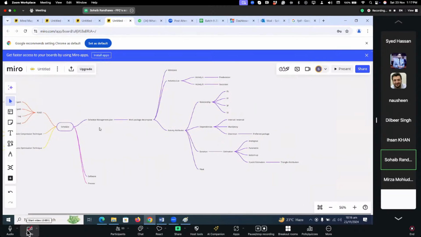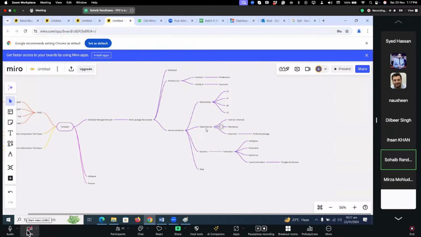And then in the schedule, we had a schedule management plan. To develop that plan, we have to get the work package and decompose it into further milestones. And then we have the activity list based on connecting the milestones. And then we have activity attributes. In the activity list, we have predecessors and successors. And in the activity attributes, we have different things. One is relationship. There are 4 types of relationships: finish to start, finish to finish, start to finish, and start to start.